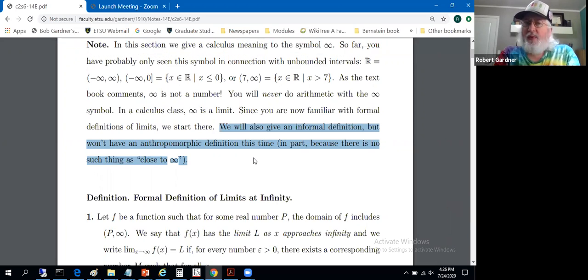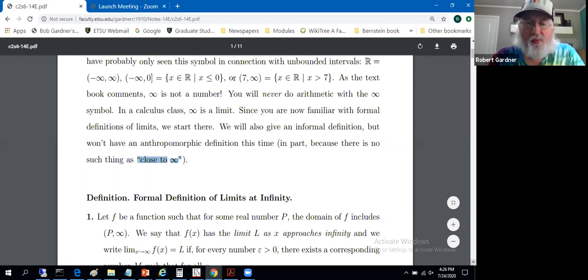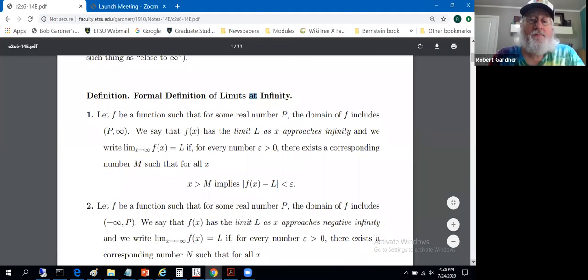We won't do the anthropomorphic thing of what the function tries to do. There is no "close to infinity," for one thing, so the function can't try to get close to infinity. I'll have some problems with some of the terminology we had from the other settings of limits with the anthropomorphic stuff. All right, we will do a little informal job, but let's start with a formal definition of limits at infinity. It means what we're about to say it means.